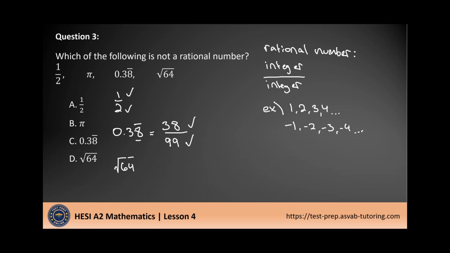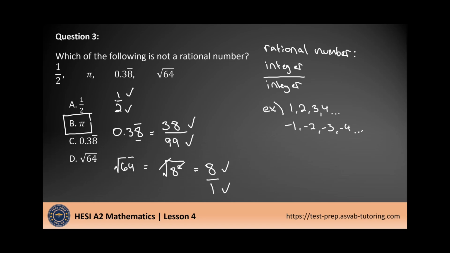Square root of 64 equals the square root of 8 squared, right? Because 8 squared is 64. These cancel out, and so the square root of 8 squared equals 8. And whenever we have a whole number, we can always write it as a fraction by dividing by 1. 8 is an integer, 1 is an integer, so that one is good also. So all that's left is pi.